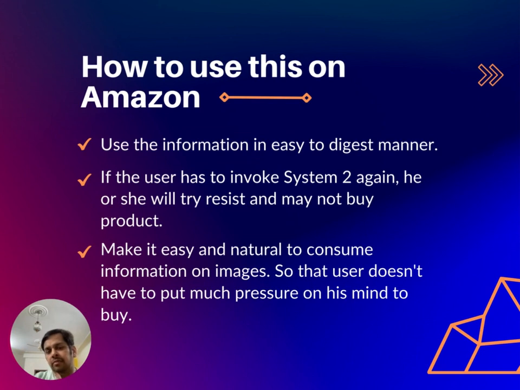And after that, the information should be in an easy-to-digest manner. If the user has to invoke System 2 again, then he's going to run away. Make images natural and easy to consume, so the flow is maintained from one image to the other. Let's say someone is buying supplements. A lot of people just have two, three, or five things to check: what the ingredients are, whether it is organic, what the potency of the ingredients is. And some people don't know about certain ingredients.